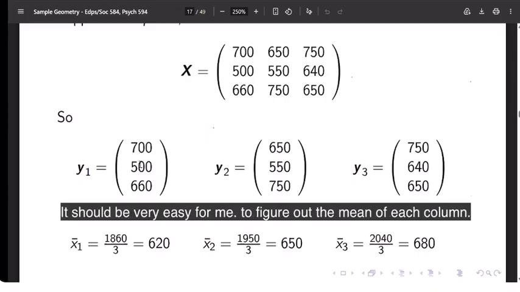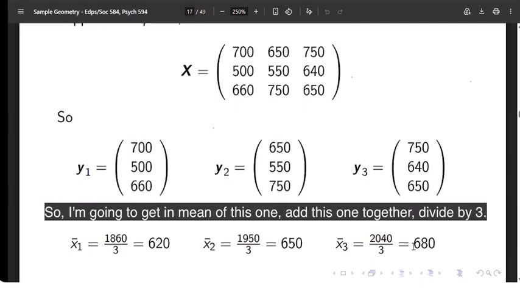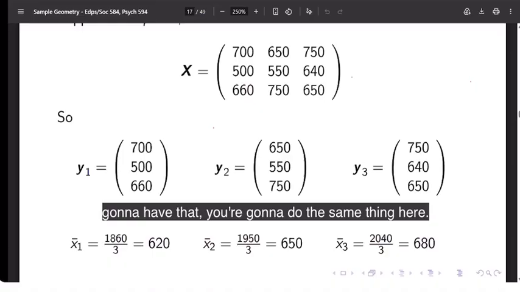So I'm going to get the mean of this one, add this one together, divide by 3. You're going to have that. You're going to do the same thing here. You also do the same thing here. So right now, you have the mean for each observation.